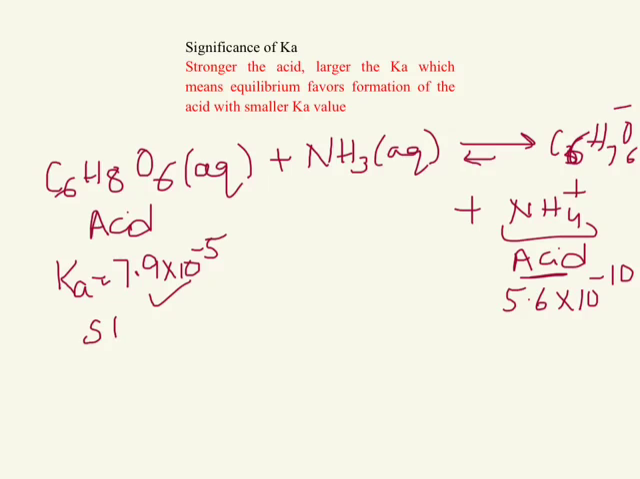This one is. This is stronger, and that means that NH4+ is weaker, and equilibrium favors the formation of the weaker acid. Again, you always go from the stronger acid side to the weaker. That means this is going to be a bigger arrow and this one is going to be a smaller arrow. So how do we answer that? The products are favored at equilibrium.